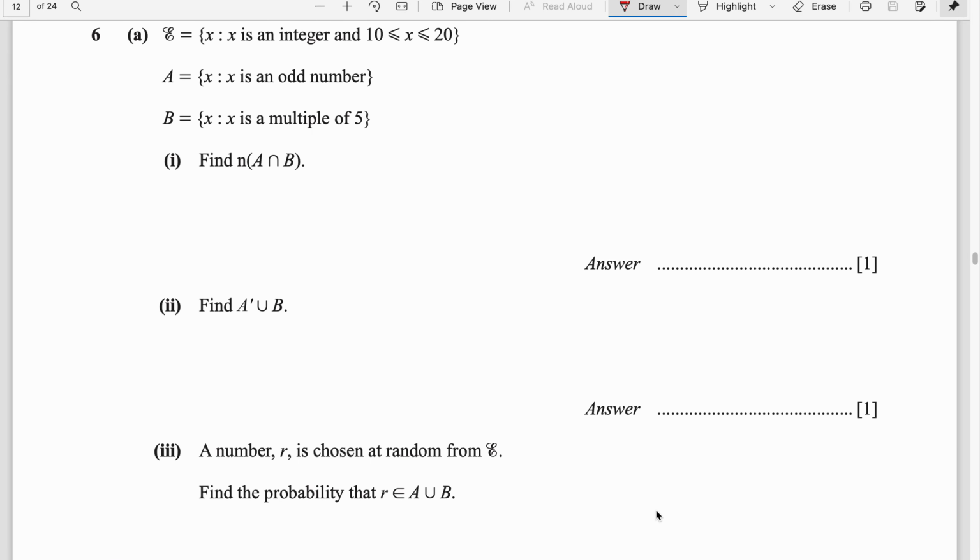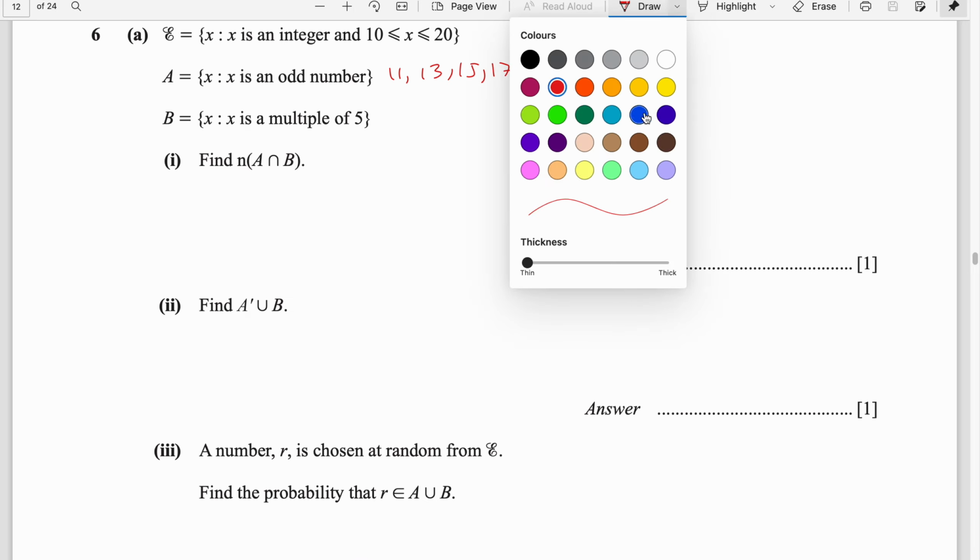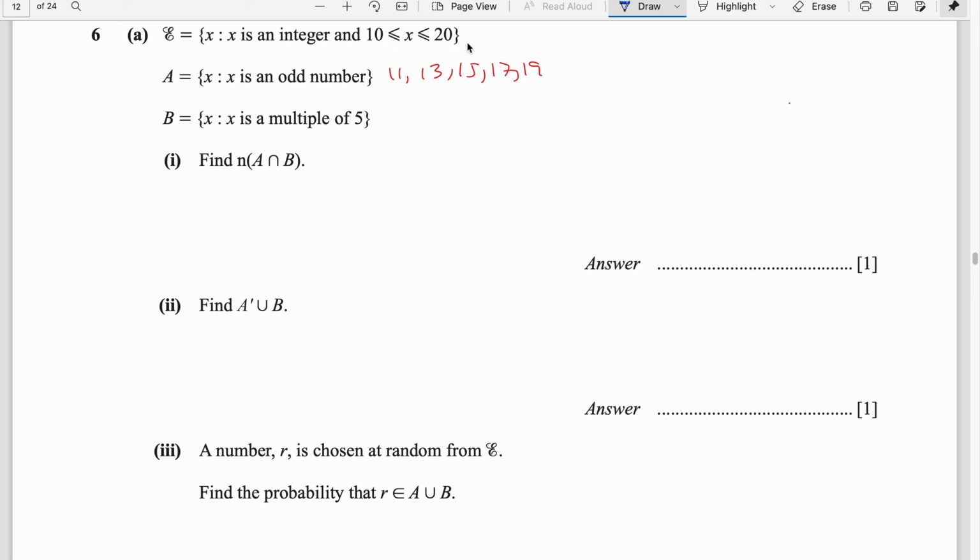Question number 6. x is an integer and 10 is less than or equal to x is less than 20. A is the set where x is odd numbers. So from 10 to 20, if we just write 11, 13, 15, 17, 19, these are our odd numbers. Multiples of 5 from 10 to 20 are 10, 15 and 20. It is always easy if you list the elements.